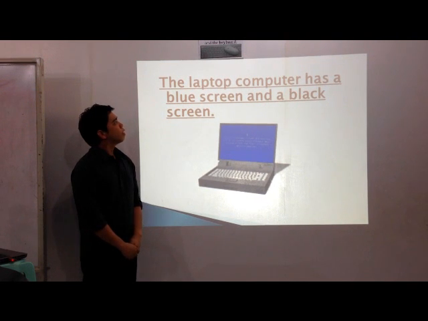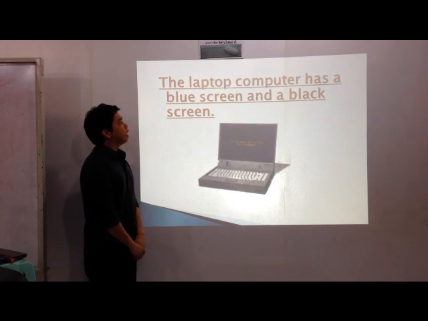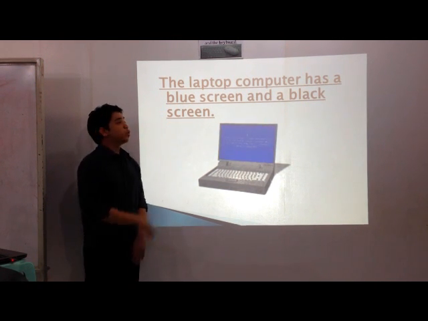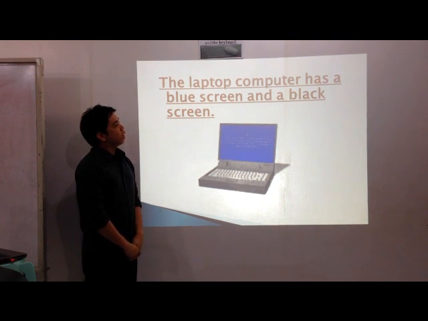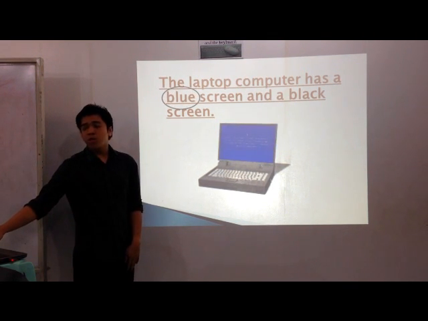Next, the laptop computer has a blue screen and a black screen. The nouns in the sentence are, of course, the laptop computer and screen. Now, screen is the only noun here being described. And in this sentence, the screen is actually blue and black. So the descriptive adjectives in this sentence are blue and, of course, black.